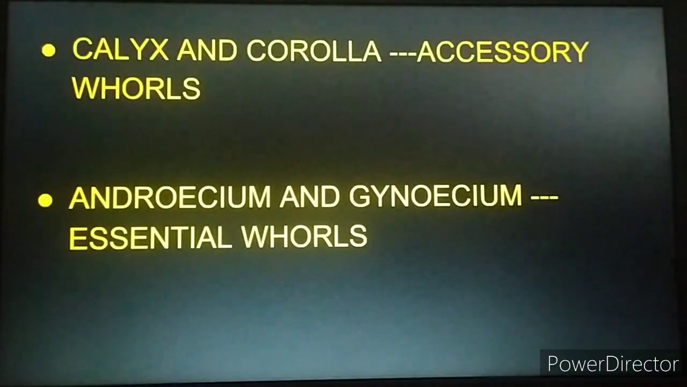Then androecium and gynoecium are called essential whorls. Why are they called so? The reason is that they are the reproductive organs of the flower and they take part in seed formation.